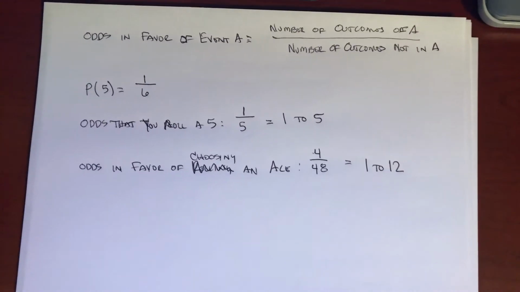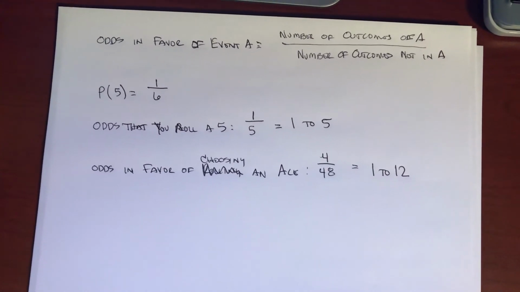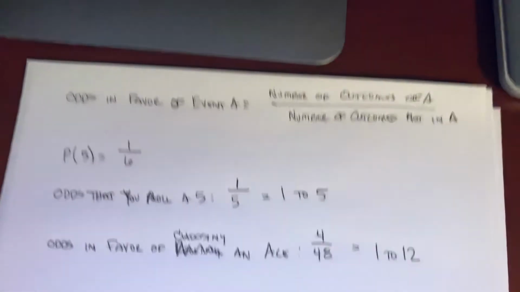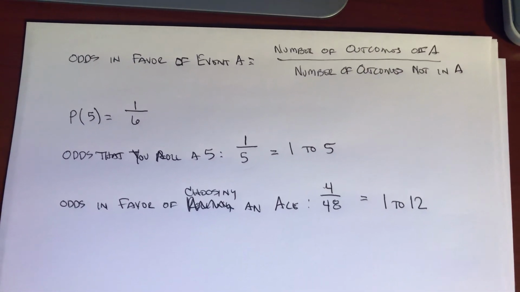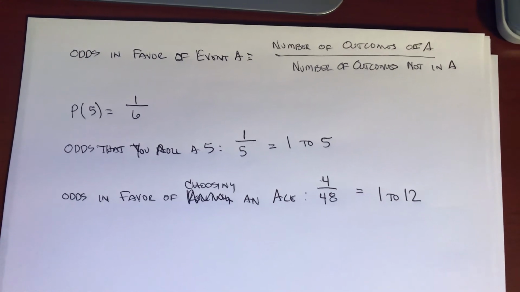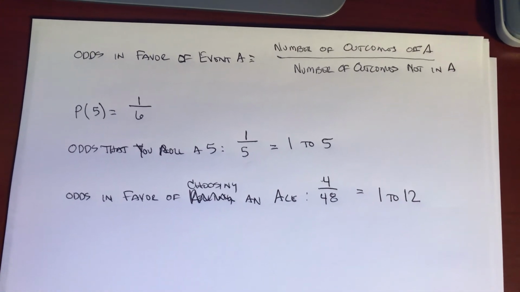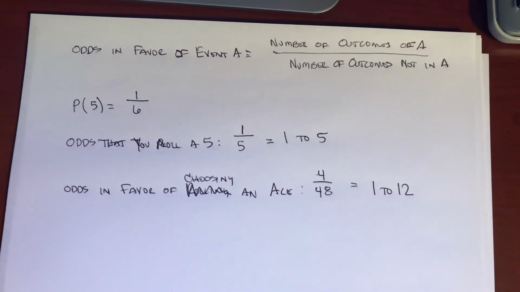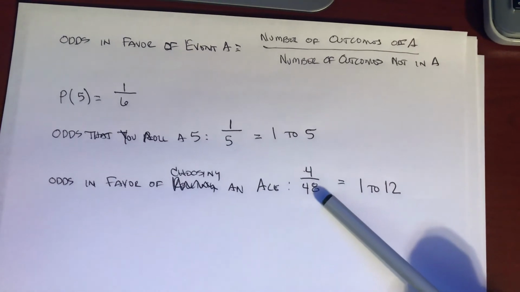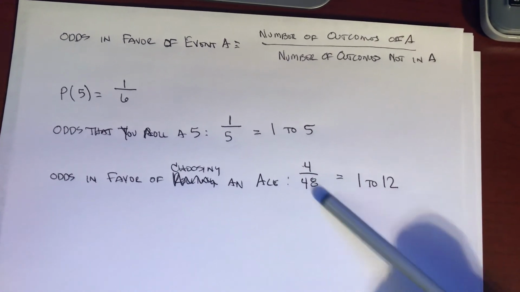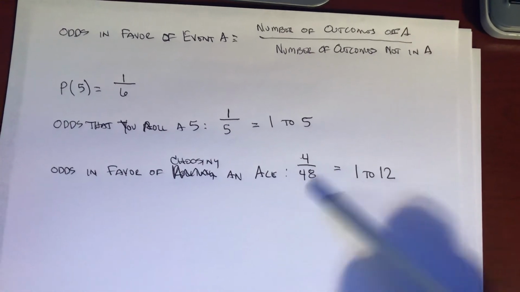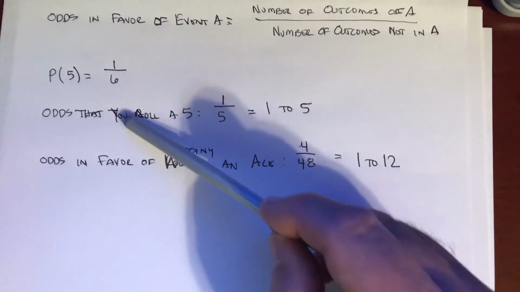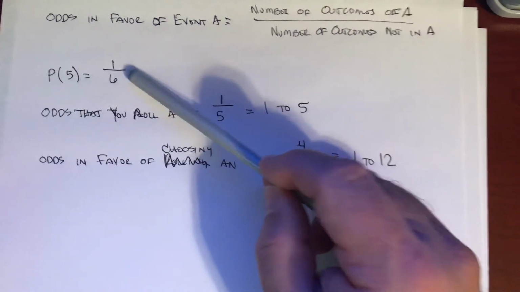Now you can leave it in fraction form if you want. Most times we write probabilities in fraction form, but you can put them in this way. Now probabilities are fractions, decimals, or percentages. Odds are always written either as a fraction like this, 4 to 48, or 1 to 12. Okay, this is the only way we write odds. For probabilities, we can write a fraction, a decimal, or a percentage. It makes no sense to do that with odds.